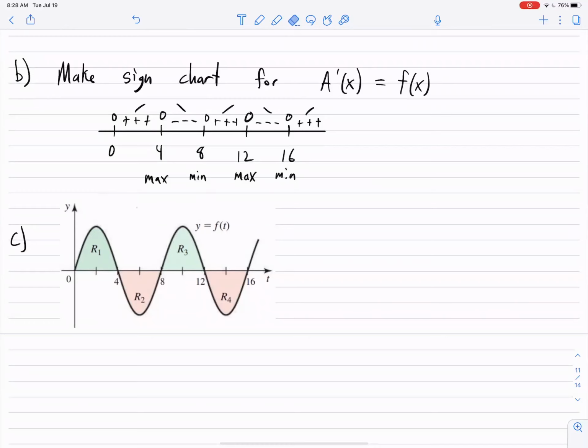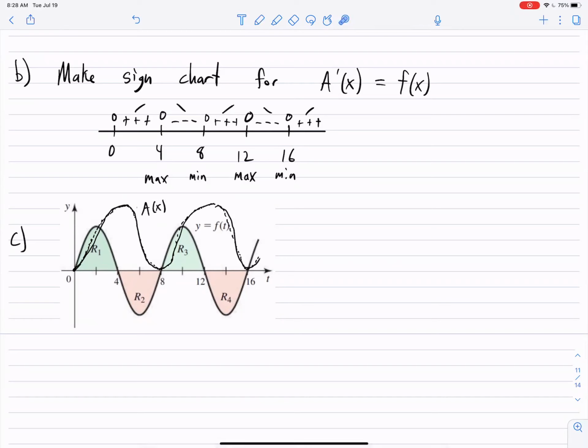So maybe I should make these a little different, so the area looks something like max, min, max, min, something like that. And so this is what the area function looks like. So that's A of x.